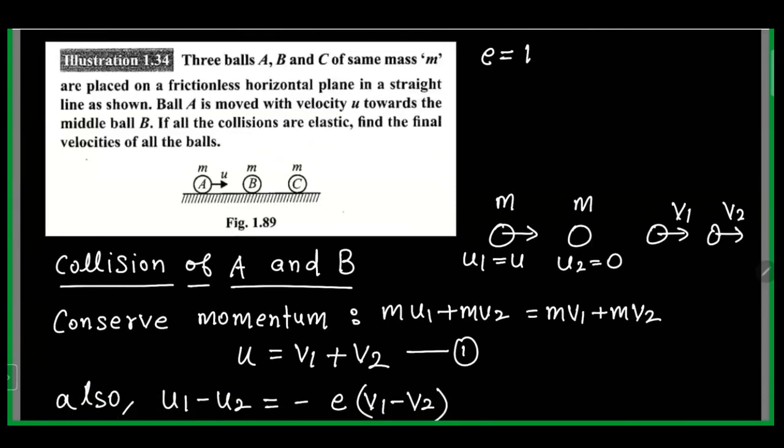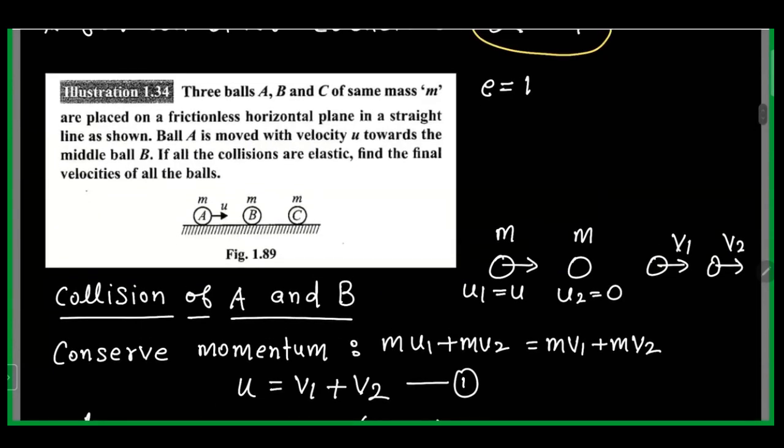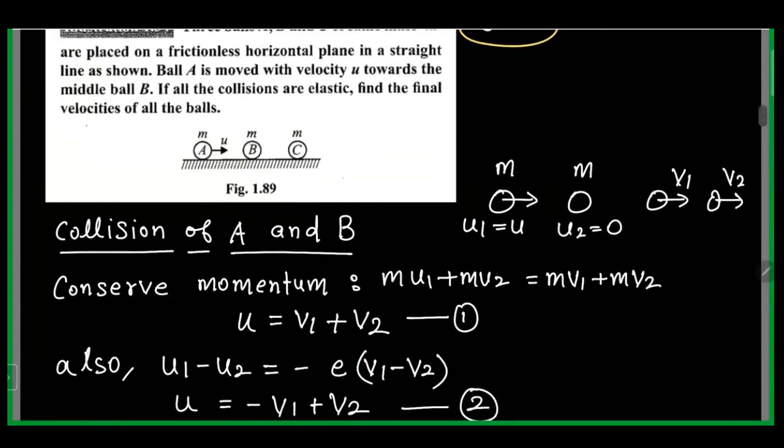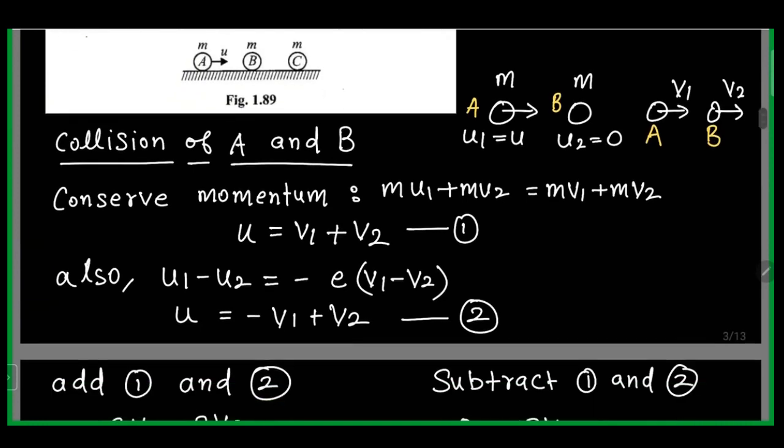So let's understand these collisions one by one. Let's see the collision between A and B. So this is your scenario. It has been given to you that the collisions are perfectly elastic. It means E is 1. Before collision, A was moving and B was at rest. So A goes on and hits B. After hitting, A will have velocity V1 and B will have velocity V2. Let's assume this.